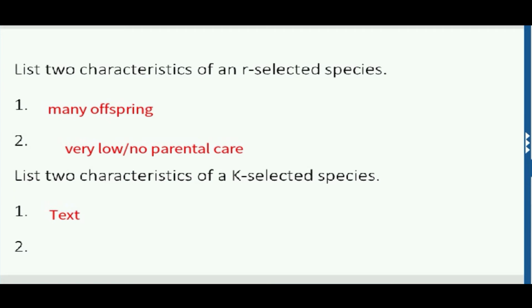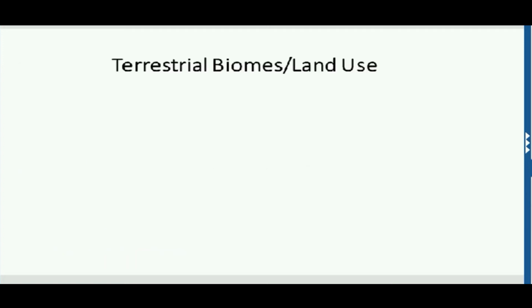Okay, K-selected species have few offspring. These are usually what humans are. And they have lots of maternal care. Right? Usually your parents take care of you once you're like 18, sometimes longer. So those are K-selected species. Whew, this section is short.